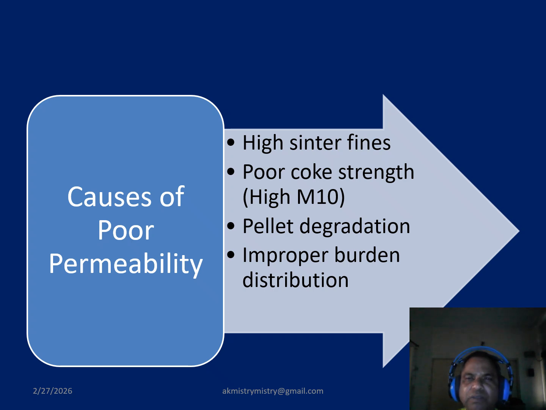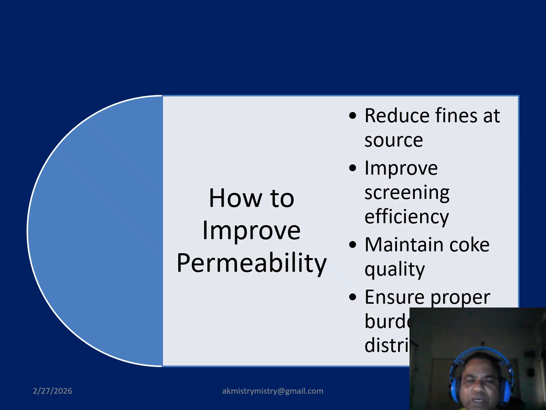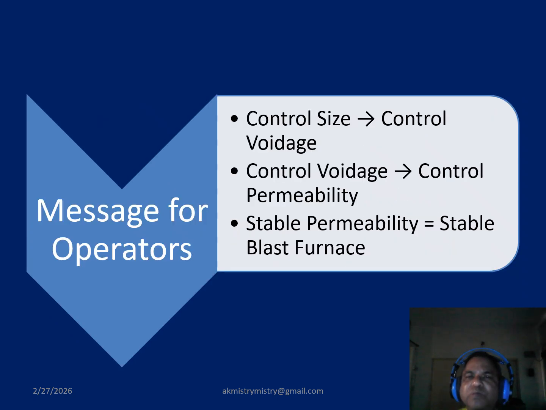Remember, the key message is to control the size to control the voidage, and control voidage to control permeability, because once the sizes are controlled, then automatically permeability will be better. A stable permeability is the foundation of a stable furnace. So we need to control the granulometry very religiously to obtain the maximum results.